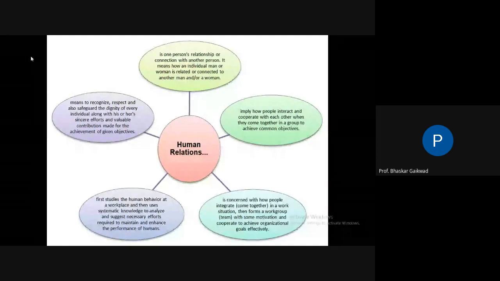Then the last one: human relation is one person's relationship or connection with another person. It means how individually a man or woman is related or connected to others, man and woman. This is about the job and workers, how they will come together to achieve the common goals. These relations, work study needs to maintain between the job and workers in order to achieve the common goal.